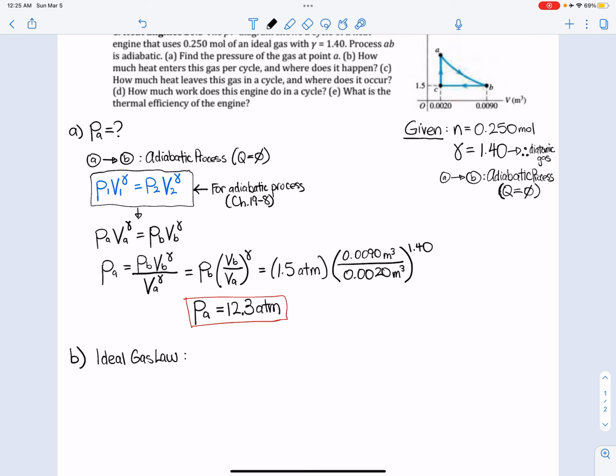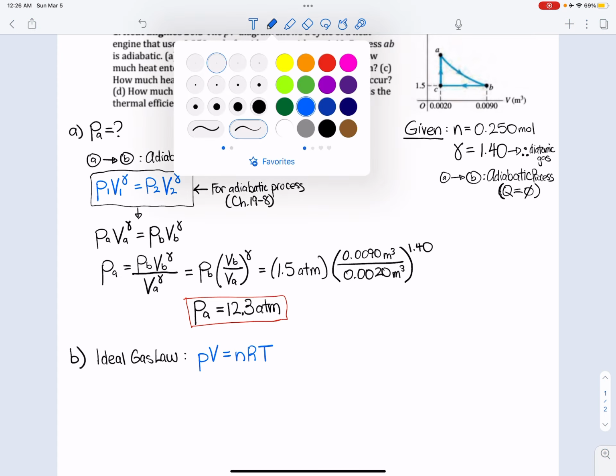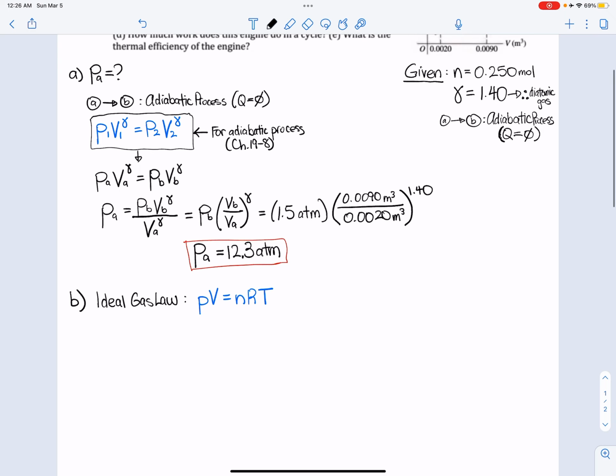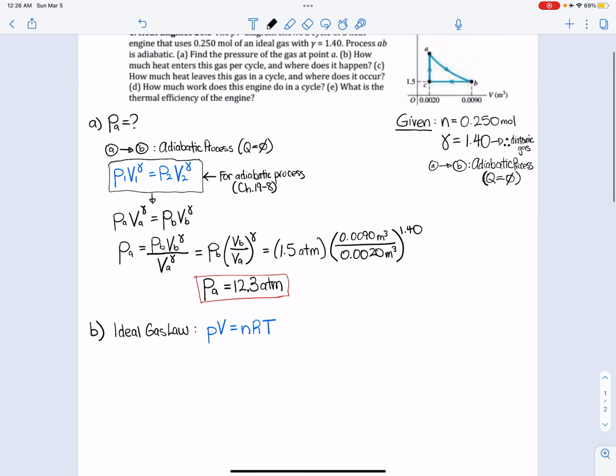Which is PV equals nRT, to find out where gas enters the system, or which part it enters the system and where it leaves the system. Okay, so let's start with process A to B, from state A to state B.